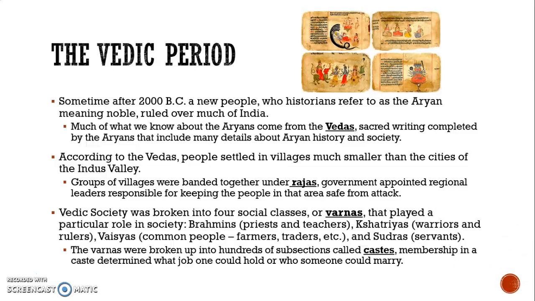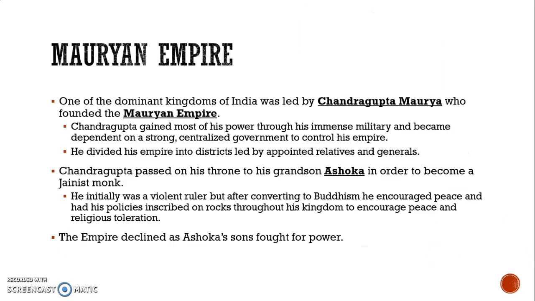Within each varna, there were hundreds of subsections called castes. You might be more familiar with this because the caste system today is based off this system. Membership in a caste determined what job one could hold and who people could marry. It's still kind of held around in India today.